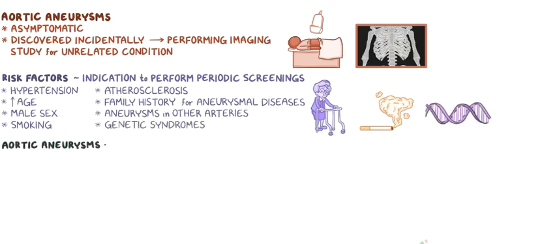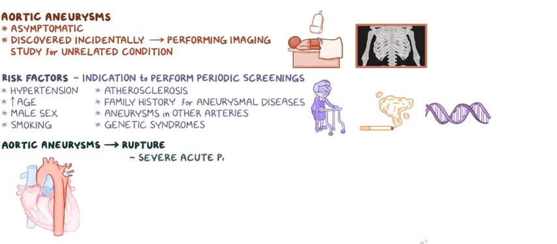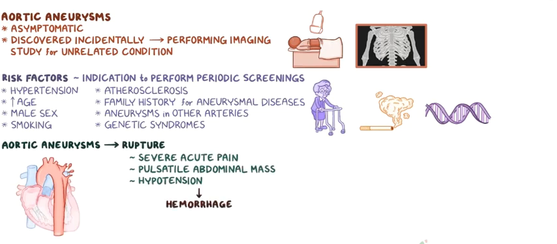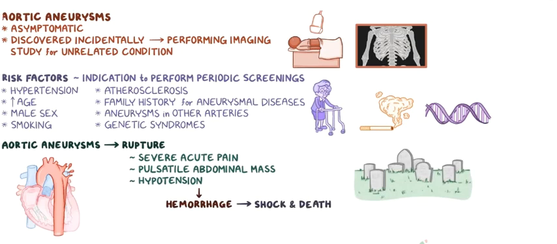Aortic aneurysms can evolve into a complete rupture. Most cases of aortic rupture present with the classical triad of severe acute pain, a pulsatile abdominal mass, and hypotension. This may rapidly cause a massive hemorrhage, possibly evolving into shock and death.